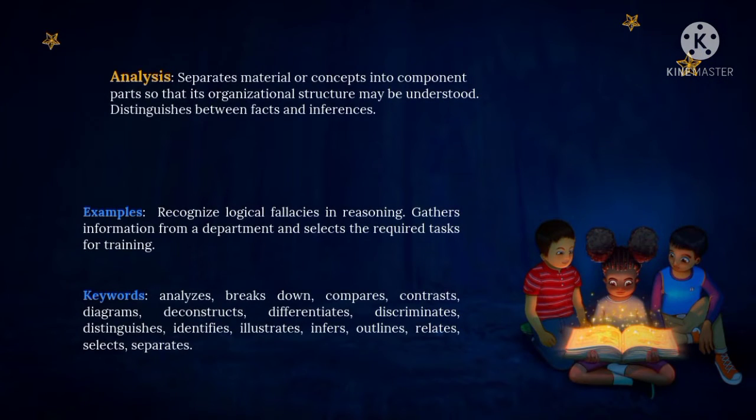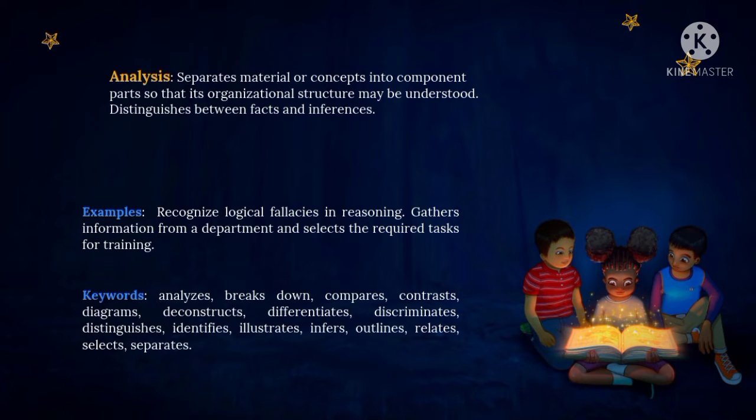The next one is analysis. This separates materials or concepts into component parts so that their organizational structure may be understood, or distinguishes between facts and inference. Analysis is the process of breaking down information into its small parts. Since it is a process of breaking down, if you have a big concept, you are going to break the big concept down into its small parts.